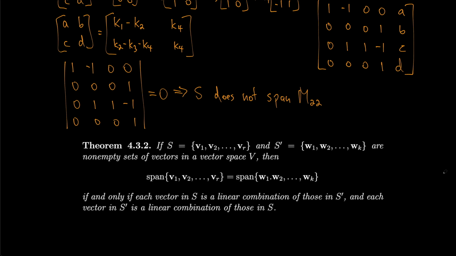So let's end by saying that if S is equal to V1, V2 through VR, and S prime equals W1, W2 through WK are non-empty sets of vectors in a vector space, then the span of V1 through VR is equal to the span of W1 through WK if and only if each vector in S is a linear combination of those in S prime, and each vector in S prime is a linear combination of those in S. So we only have equivalent spans if you can write each of the vectors in the different spans in terms of the vectors in the other span.